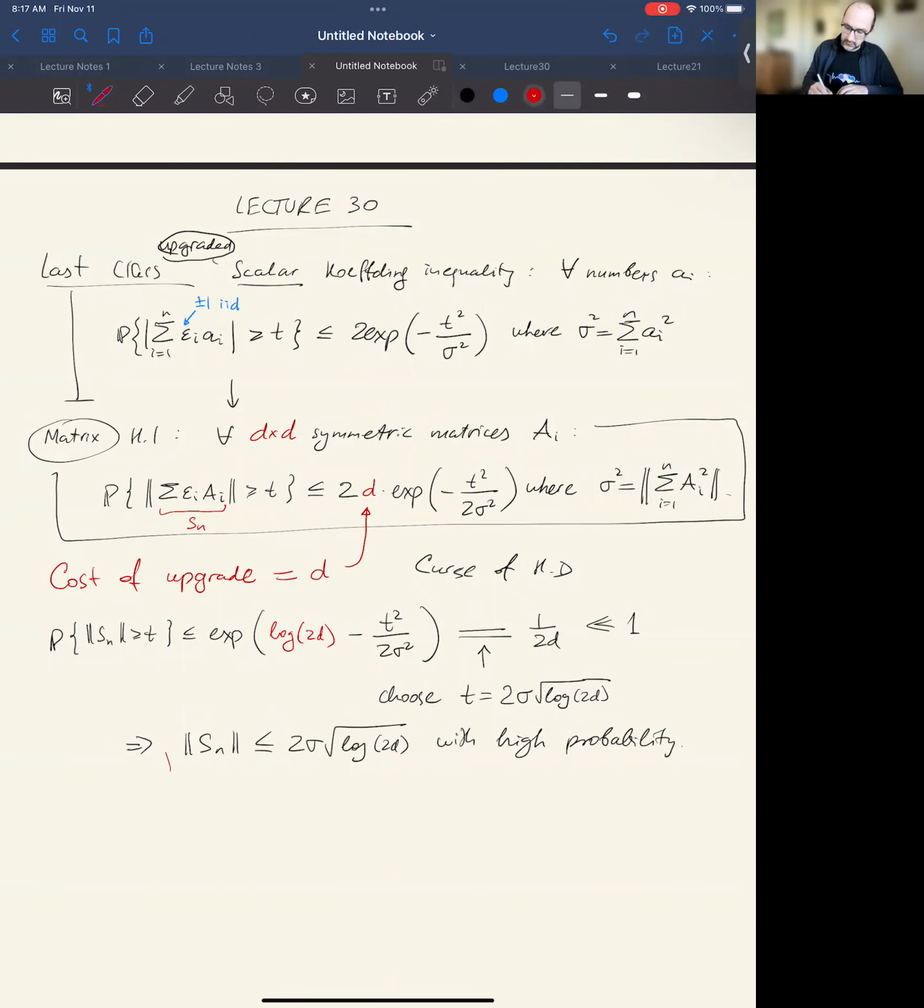And that is amazing. That's perfect. Why? Because the dependence on D is logarithmic. It's very mild. Functions that grow logarithmically grow very, very slowly, much slower than linear or any polynomial or something like this, right? So that's our cost, the real cost of upgrade.